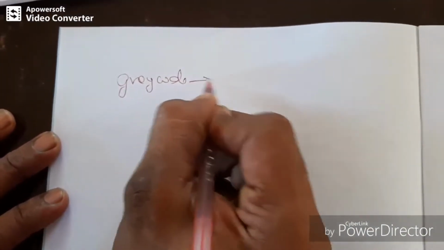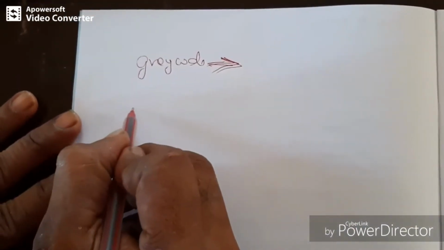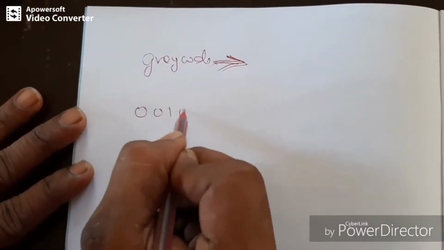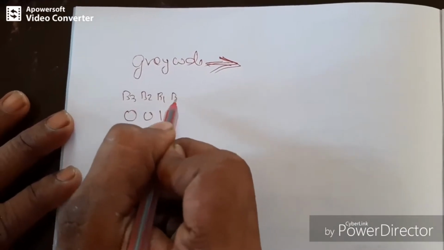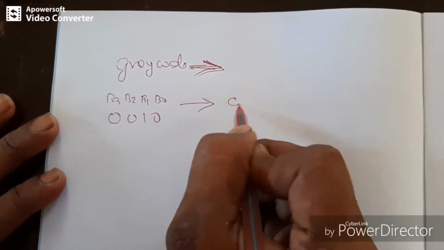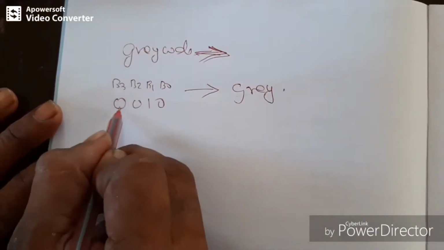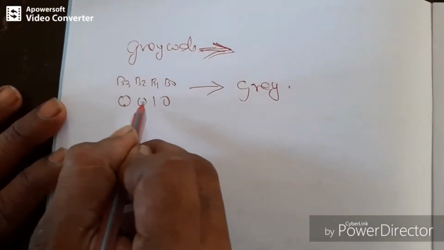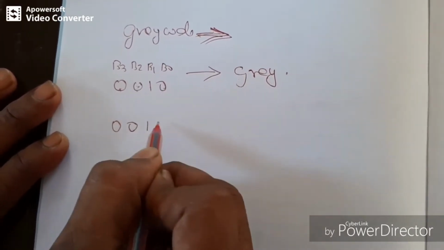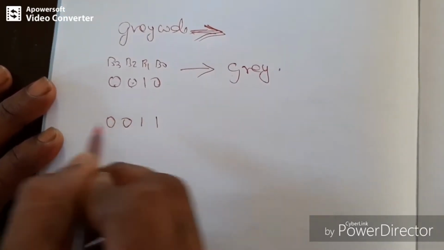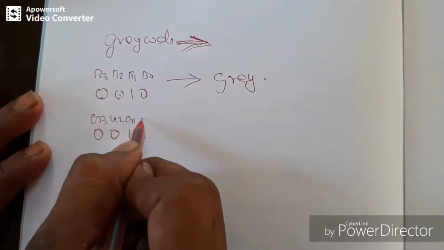Gray code is a non-weighted code used in certain applications. For example, if I have 0, 0, 1, 0, this is the binary, B3, B2, B1 and B0. How to convert this into gray? First, you write 0, the MSB B3, as it is. Then add 0 to 0 gives 0, 0 to 1 gives 1, 1 to 0 gives 1. So now this is the gray code, G3, G2, G1, G0.